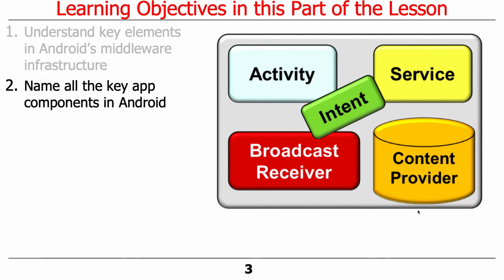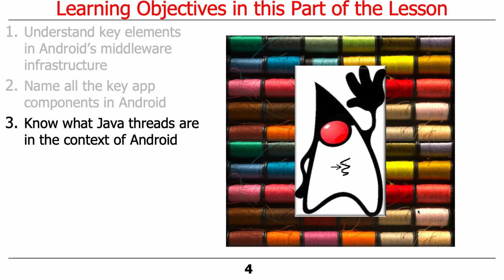OK, and we'll also talk about the key app components in Android. I'm going to give you a really quick overview of them, but we won't have time to discuss them at all. And we'll also perhaps talk just a bit about what Java threads are, although that's a much more detailed discussion later.